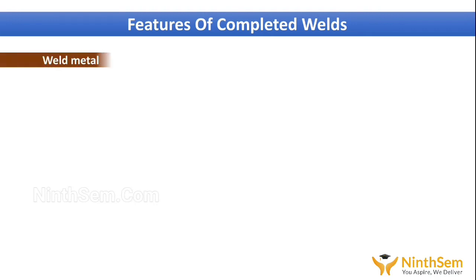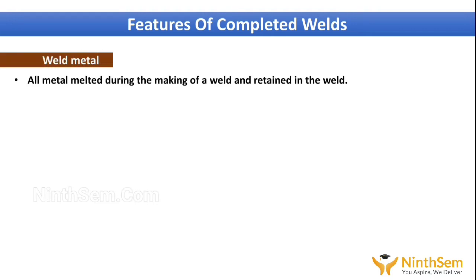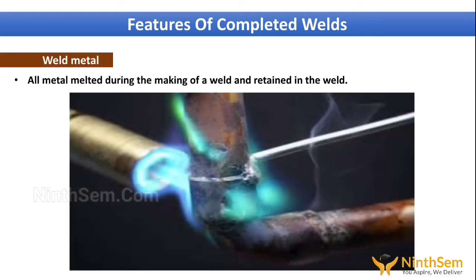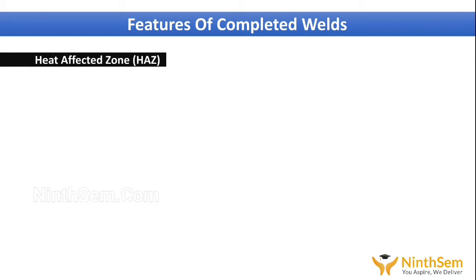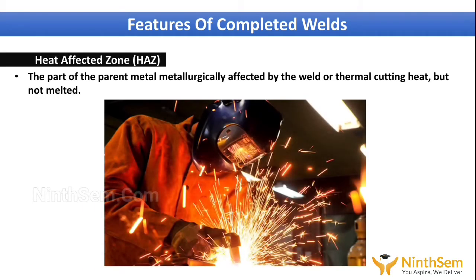Next one is weld metal. All metal melted during the making of a weld and retained in the weld is called weld metal. Now next is heat affected zone: the part of the parent metal metallurgically affected by the weld or thermal cutting heat but not melted.